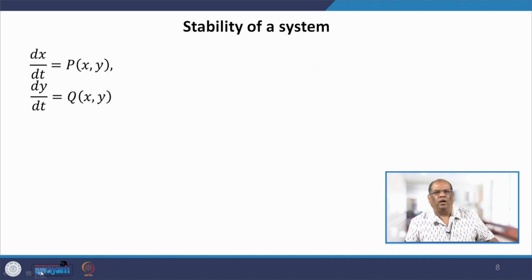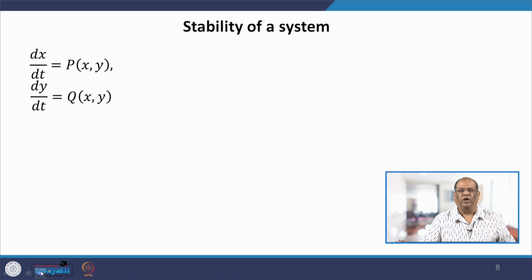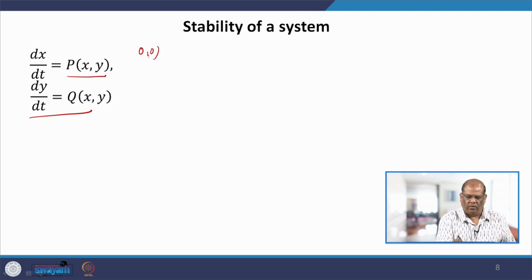Let us now look into the definition of stability mathematically. So, I consider the system dx dt equal to some function of x y and dy dt equal to some function of x y. So, I assume that 0 0 is the fixed point.